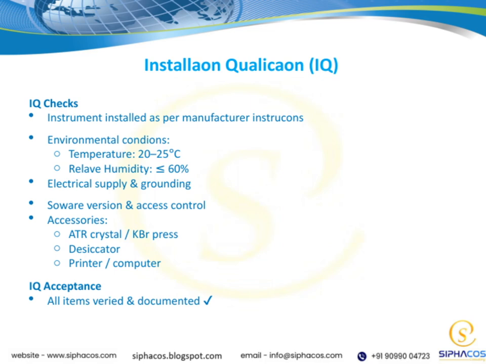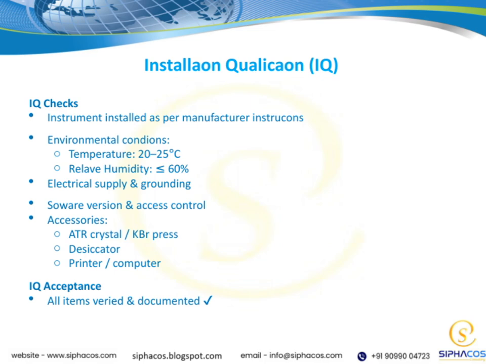Next, we look at environmental conditions. The temperature should be maintained between 20 and 25 degrees Celsius, and the relative humidity should not exceed 60%. These conditions are essential to keep the instrument functioning accurately and to prevent any environmental interference.